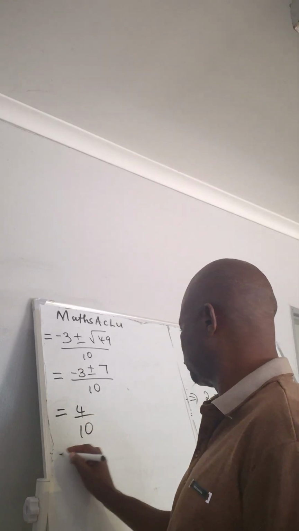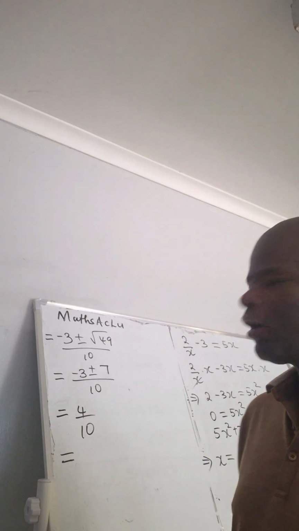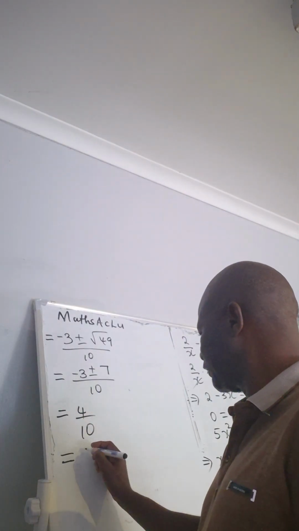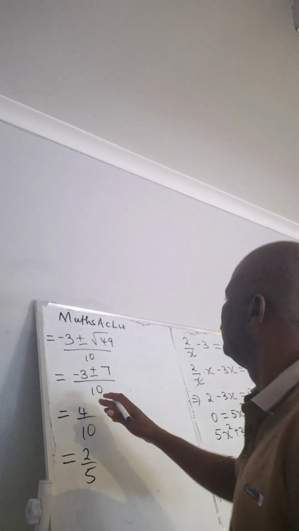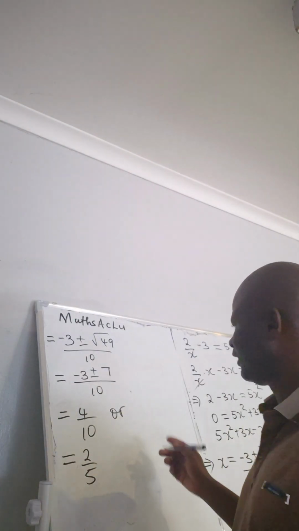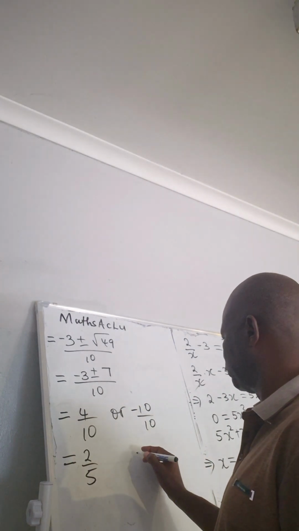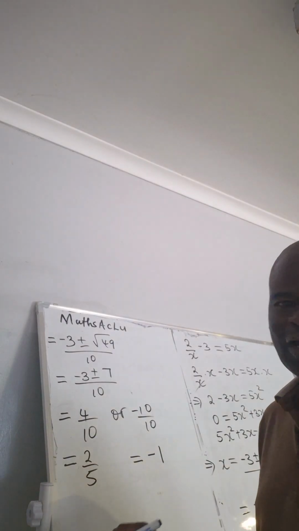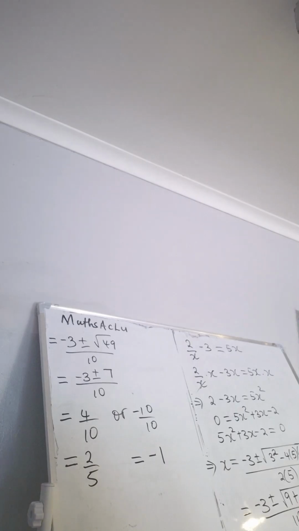Which is equal to, you must reduce it. It depends on the question. If it says round off to 2 decimal places, change it to a decimal. If it doesn't say that, you can reduce it to 2 over 5. And minus 3 minus 7 is minus 10 over 10, which is equal to minus 1. So these are our two solutions, 2 over 5 and minus 1. That is the value of x.